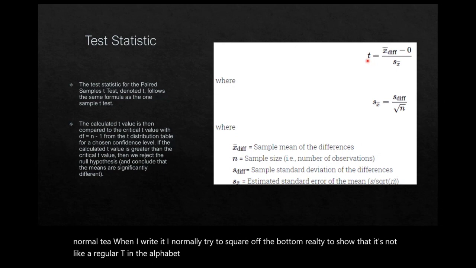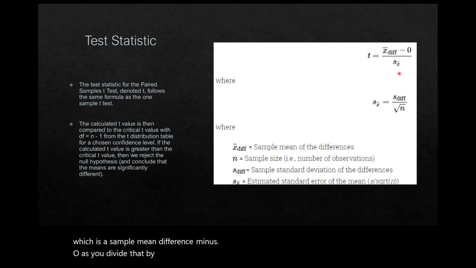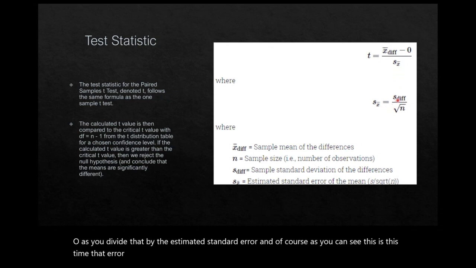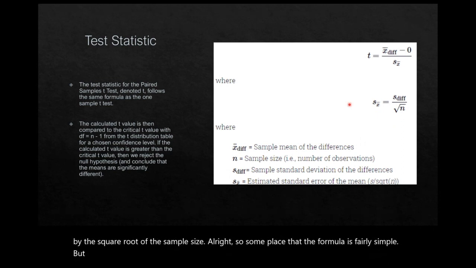And the T value is calculated using this formula here, which is the sample mean difference minus 0, and you divide that by the estimated standard error. And of course, as you can see, the standard error is going to be the sample standard deviation of the differences divided by the square root of the sample size. All right, so the formula is fairly simple, but of course, luckily for us, the software does calculate this for us.